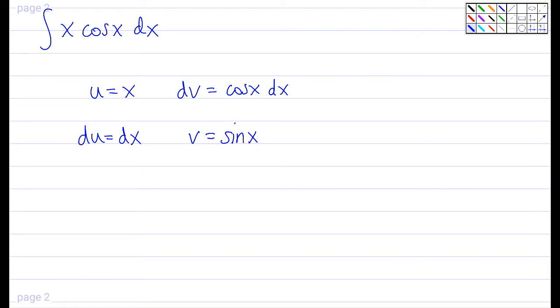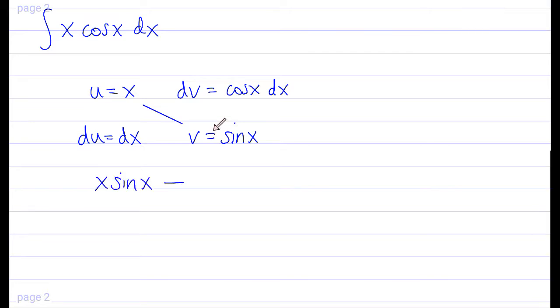Okay, what would we do next? Well, we would multiply the u and the v function to get uv. And maybe I'll even draw a little line here so that we can remember that, right? So we take u times v, which in this case is x sine of x, minus the integral of v du, which is sine x dx.